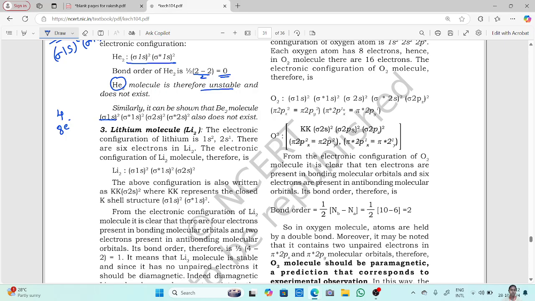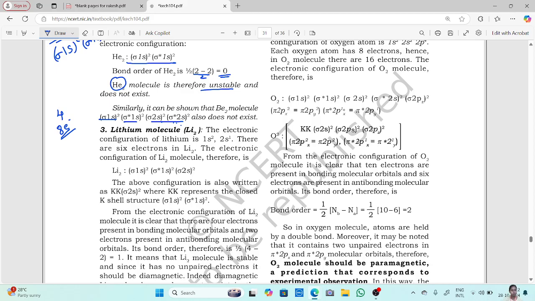So σ1s will have 2 electrons, σ*1s will have 2 electrons, total 4 electrons here. Again σ2s² has 2 electrons, σ*2s² has 2 electrons, again 4 electrons, total 8 electrons. So all these will cancel out. So beryllium 2, or Be2, does not exist because of its 0 bond order.